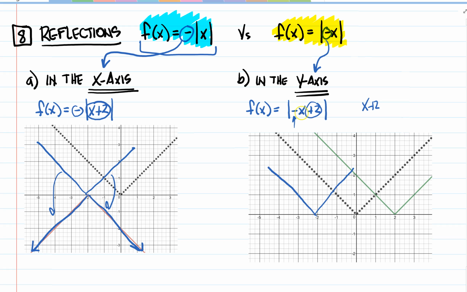Then, since my negative is on the inside, I would reflect this blue graph over the y-axis, and that is how I would get to this final green graph here. So this one is the tricky one, so be careful when you see that, because most students draw this graph where I did the first one, and they forget to reflect it over the y-axis. Okay, kind of a lot of information today, but we will practice more in class.